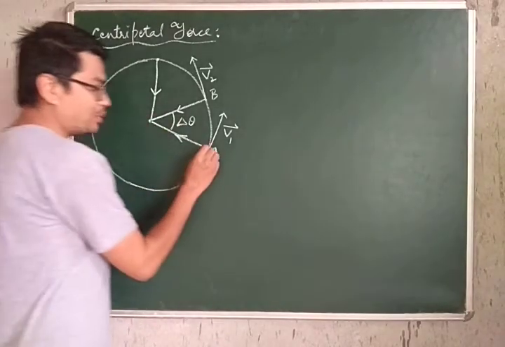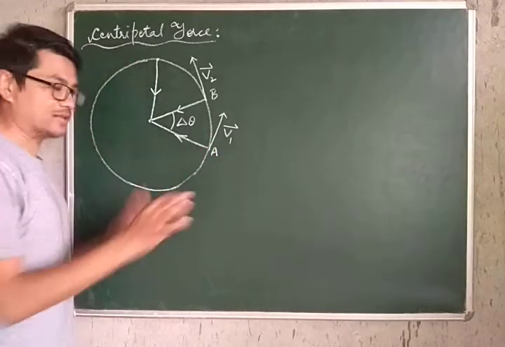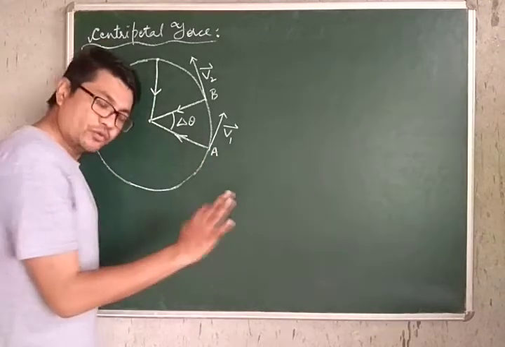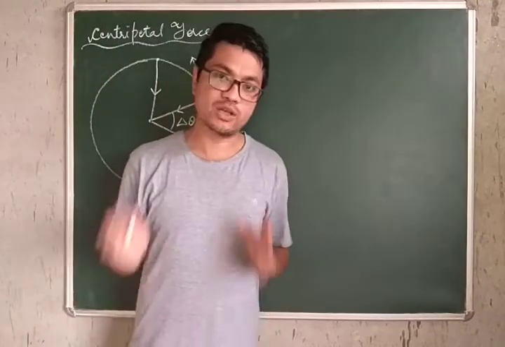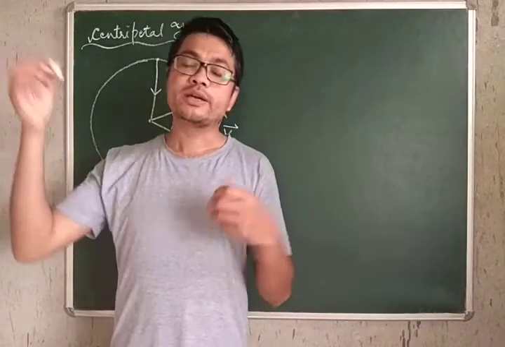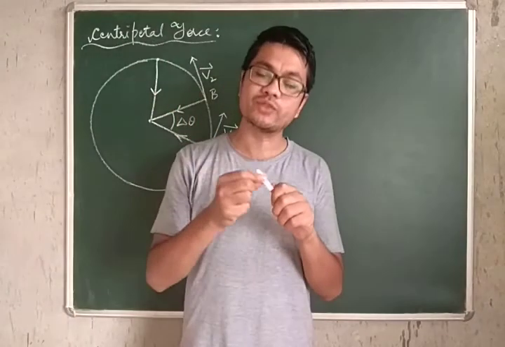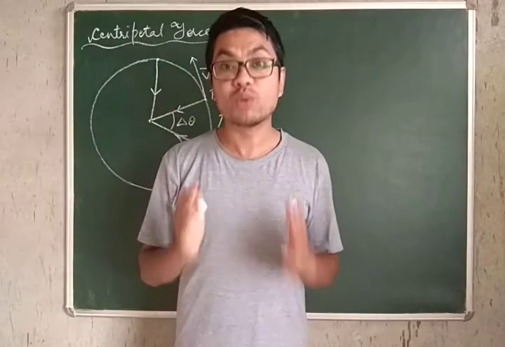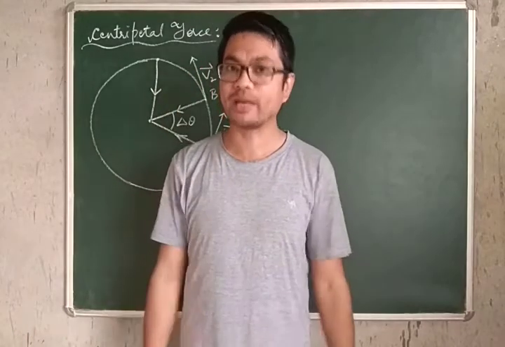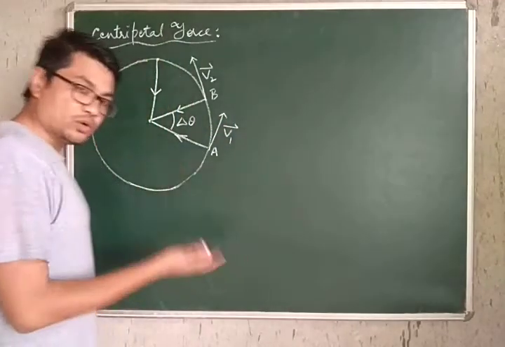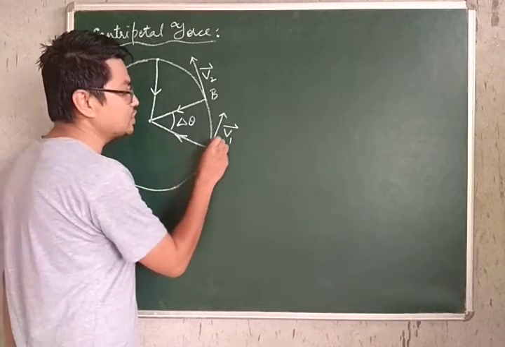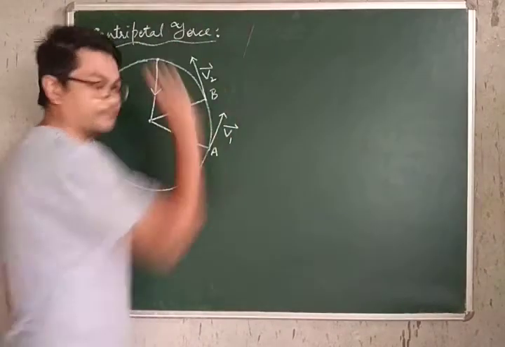So at point A, let's assume that there was no centripetal force. If there is no force acting, according to Newton's first law of motion, we know that the body, if it is moving, would continue moving with a uniform motion. Uniform motion meaning it would continue moving with the same speed and of course along the same direction, mind you. So if there was no centripetal force acting, then a body at point A would continue moving along this straight line, so to say.